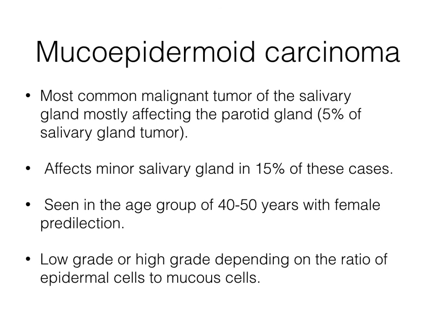It could be either a low grade or high grade tumor, depending on the ratio of epidermal cells to mucus cells. This would tell you how the patient is likely to do. So low grade tumors have a better prognosis, and they're less likely to spread or metastasize, whereas high grade tumors are more likely to metastasize distally.